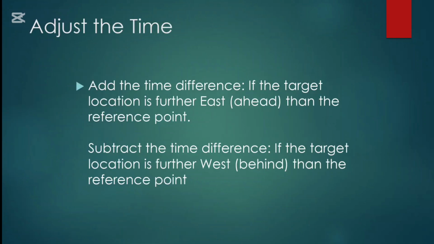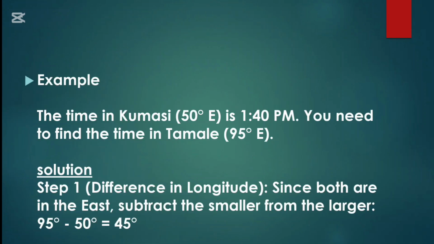So let's take our first example. The time in Kumasi, 50 degrees east, is 1:40 p.m. You need to find the time in Tamale, 95 degrees east. So what this question is telling us to do is to find the time in Tamale given the time in Kumasi. We can see they are both on the same longitude, east. So we subtract 50 from 95, then we get 45. So our longitudinal difference is 45.